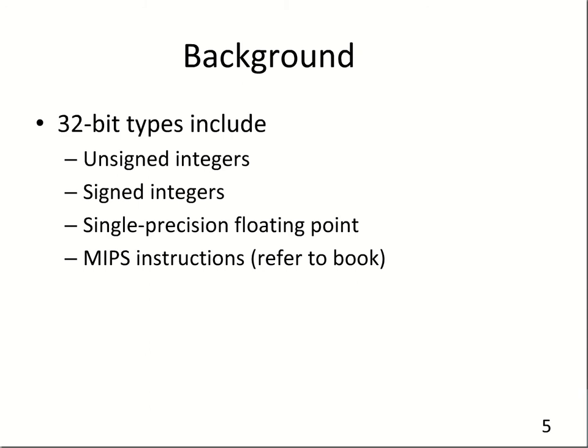Common 32-bit types, and types again are what determine how bits are interpreted, include unsigned integers where no negative values are possible, signed integers where both positive and negative values can be represented, single precision floating point, which we'll talk about later in the semester, as well as MIPS instructions, which you'll become very familiar with.